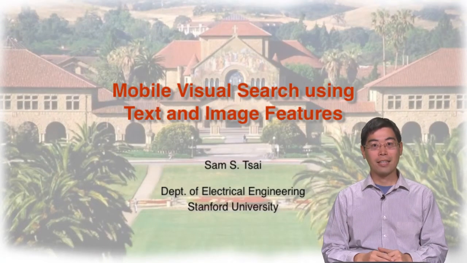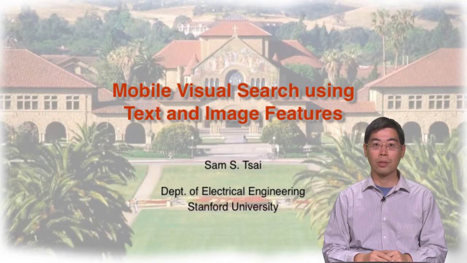Hello, I'm very excited to talk about the work that I've been doing at Stanford. My research interest is in mobile visual search, and in the past 2 years, I've been focusing on how we can use visual text information for visual search. Here, the text I mean is the text in images.